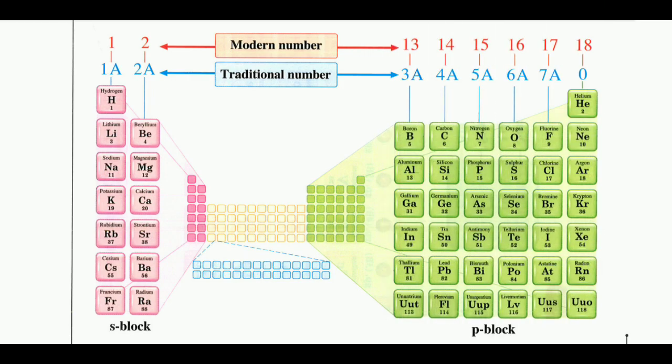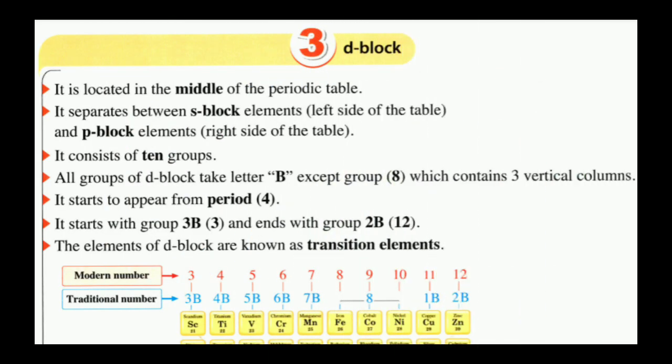Third, the D block. It is located in the middle of the periodic table. It separates between the S block elements on the left side of the periodic table and the P block elements on the right side of the periodic table. It consists of 10 groups. All groups of the D block take the letter B, except group 8, which contains 3 vertical columns. It starts to appear from period 4. It starts with group 3B, 3, and ends with group 2B, 12. The elements of the D block are known as the transition elements. Here is the D block.